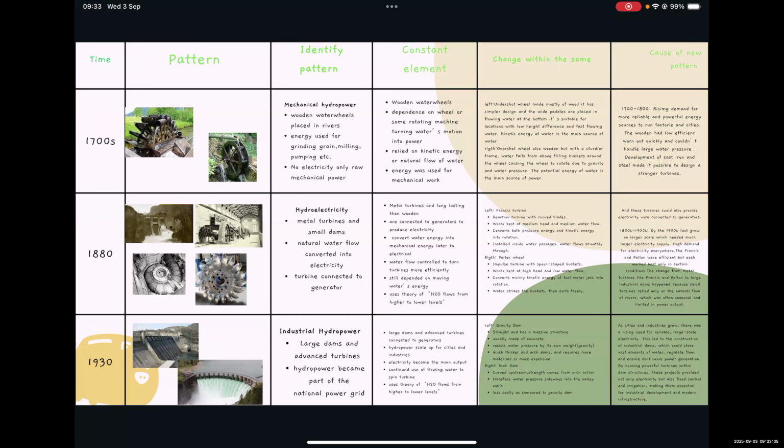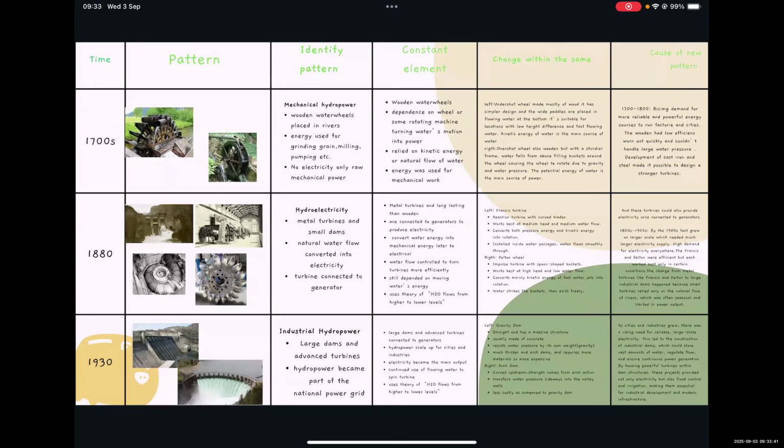Then in the 1800s we evolved, and hydropower was used for hydroelectricity, like metal turbines and small dams. Natural water flow was converted into electricity, with a turbine connected to a generator. And then the last one we have is industrial hydropower. That is, we now have large dams and advanced turbines, and hydropower became a part of the national power grid.